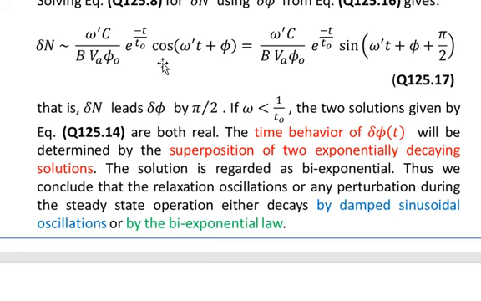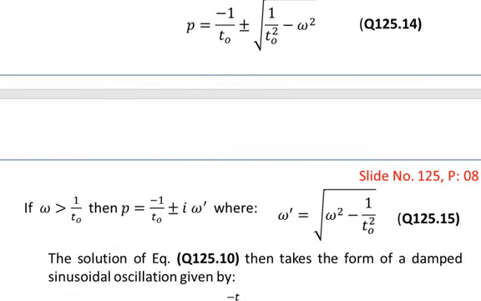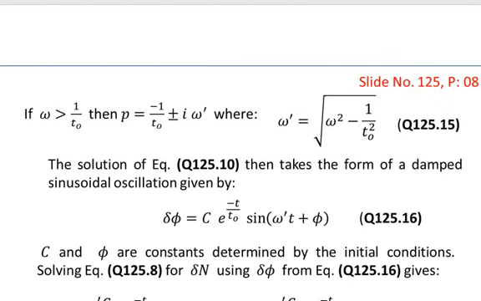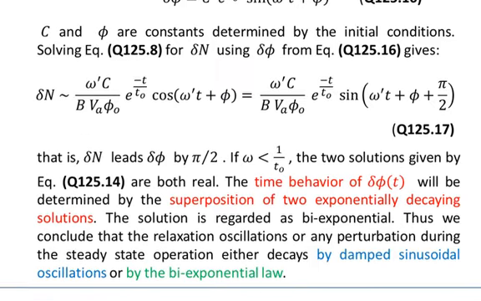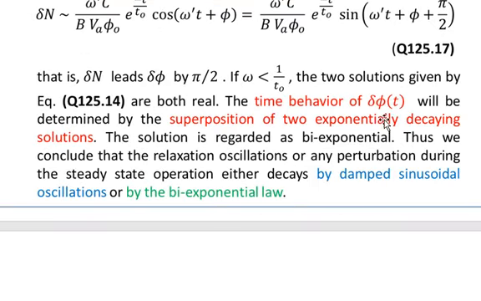One decaying solution is contained in delta n, the other decaying solution is contained in delta phi. So we have two real solutions, which will be substituted over here, and then we have two solutions for delta phi. The actual solution will be equal to the superposition of these two solutions corresponding to the two real values of P. So the time behavior of delta phi of t will be determined by the superposition of two exponentially decaying solutions. The solution is regarded as bi-exponential.